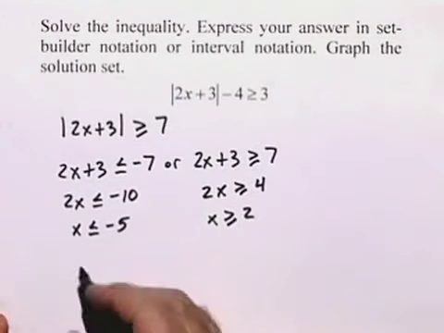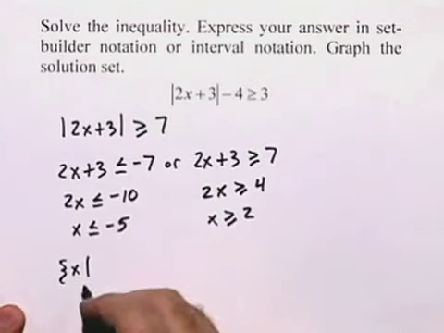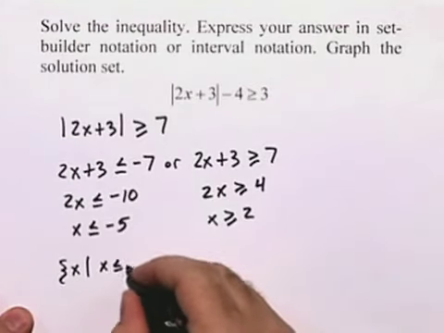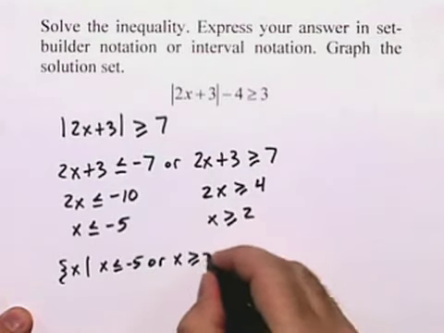In set builder notation, our solution set would be a set of all values for x such that x is less than or equal to negative 5, or x is greater than or equal to 2.